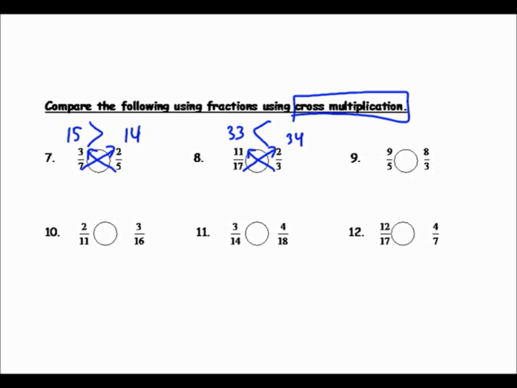Now the next one's a little bit tricky. Well, actually you could just cross multiply. 5 times 8 is 40. 3 times 9 is 27. 40 is larger than 27. 8/3 is bigger. That threw me for a second because they're both improper fractions, but it'll still work with improper fractions. We'll do one more. 11 times 3 is 33. 16 times 2 is 32. 33 is larger than 32. 3/16 is the larger fraction.